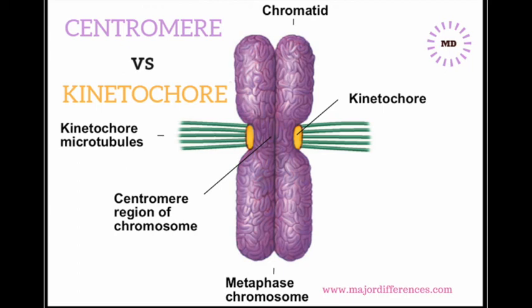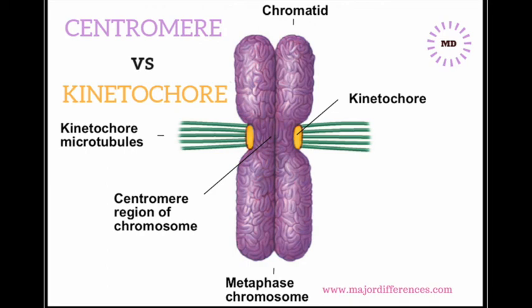The poles of the spindle are where the centrosomes are located, one at each pole. As we said in an earlier video, the centrosome is an organelle found in animal cells that acts as an MTOC, a microtubule organizing center, for construction of the spindle. Each centrosome consists of a pair of centrioles surrounded by a large number of proteins. It is these proteins that control production of the microtubules, not the centrioles. Plant mitosis occurs without centrosomes.